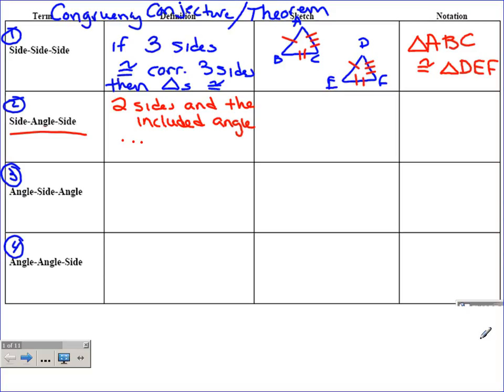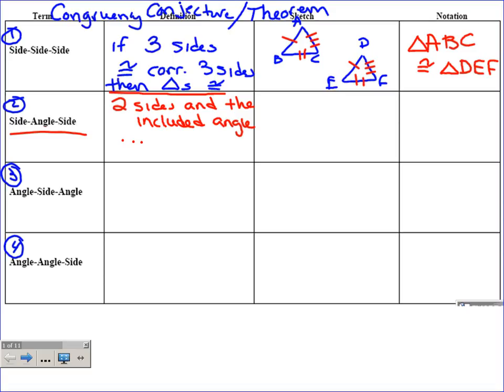Here's what the dot, dot, dot means. I do not have enough room to write all this, but here's what it is. If two sides and the included angle of one triangle are congruent to the corresponding two sides and the included angle of the other triangle, then the two triangles are congruent. There's a whole bunch of stuff. There's no way that would all fit in that box unless I wrote really, really small, and then you'd all argue with me because I couldn't read it. But it's basically two sides and the included angle.